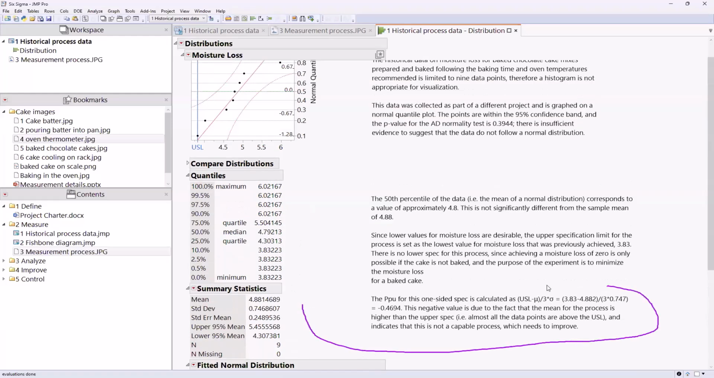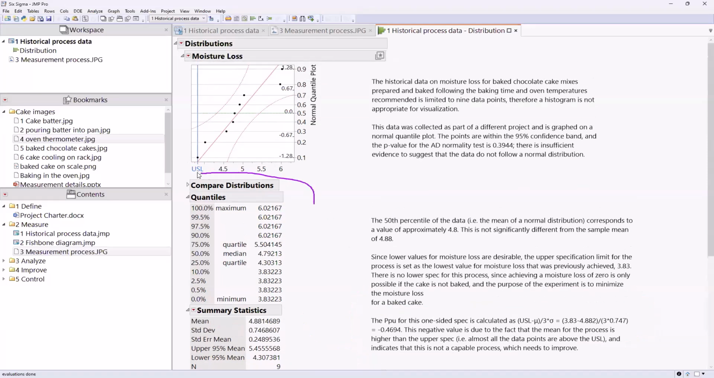Here's the calculation I did. I could have asked JMP to do this. And really, I calculated Ppu, right? Because I'm only going to have an upper spec limit. And what I did here is I actually set my new upper specification limit to be the lowest value that I'd achieved previously with these cakes.